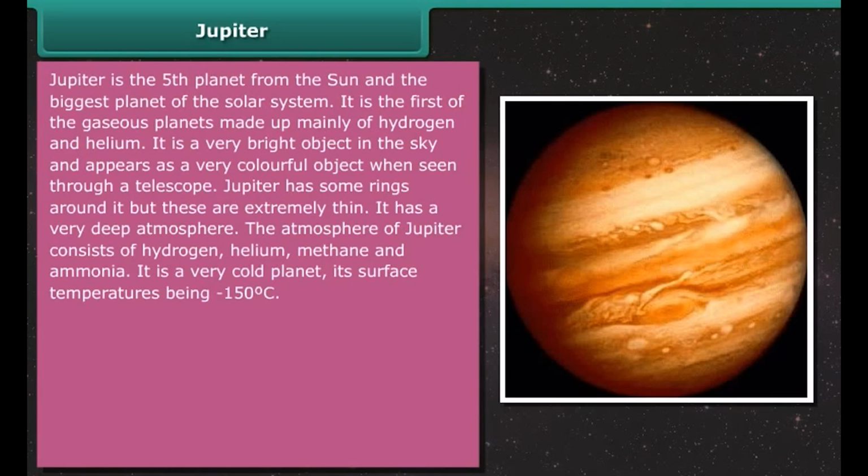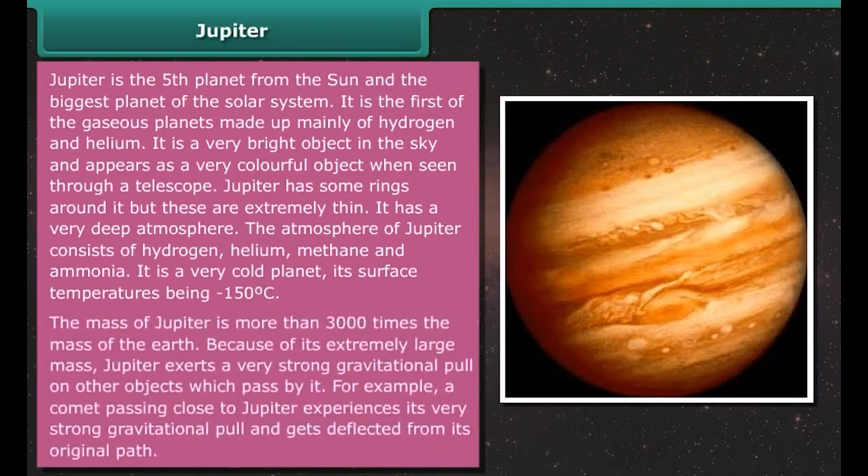It has a very deep atmosphere. The atmosphere of Jupiter consists of hydrogen, helium, methane, and ammonia. It is a very cold planet, its surface temperatures being minus 150 degrees Celsius. The mass of Jupiter is more than 3,000 times the mass of the Earth.